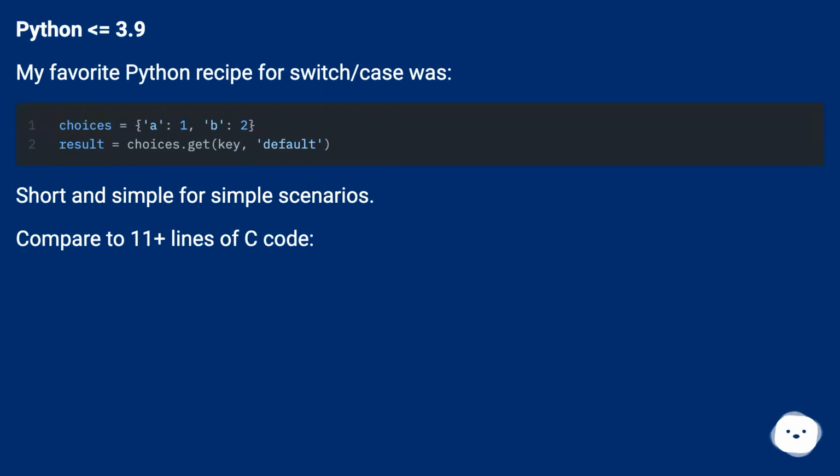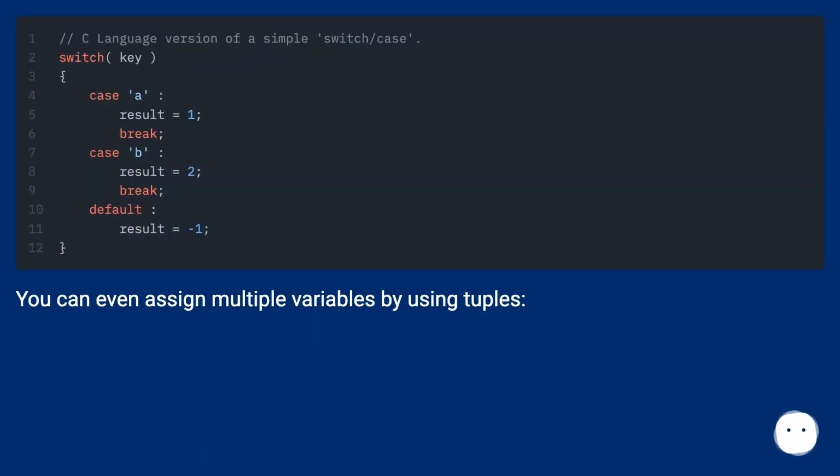Python is lower than or equal to 3.9. My favorite Python recipe for switch/case was short and simple for simple scenarios. Compare to 11 plus lines of C code. You can even assign multiple variables by using tuples.